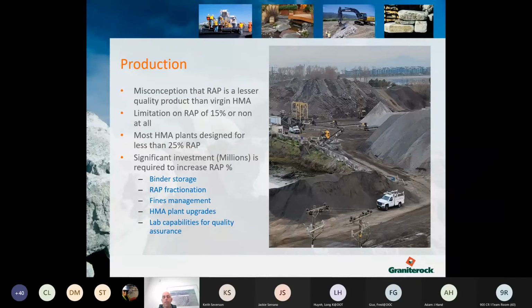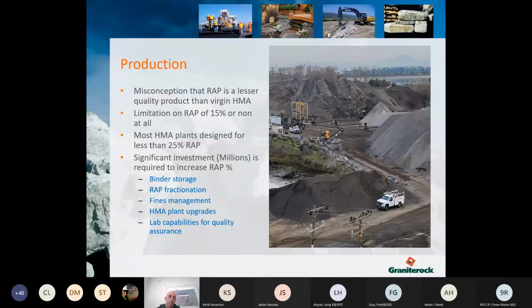And I would say HMA producers would be reluctant to make that investment unless they knew that the payback was coming in a short period of time and that the specs would be changing and evolving. Sort of the chicken and the egg. Because as you increase RAP, you've got to increase your binder storage, because as you get above 25%, 15 per Caltrans, you've got to lower your binder grade, as Adam talked about, to account for the higher stiffness of the binder and the RAP.